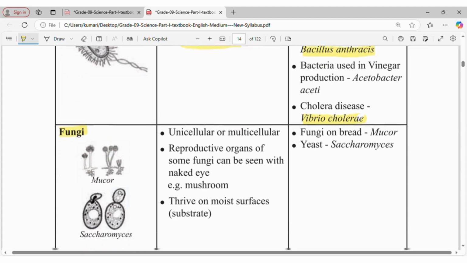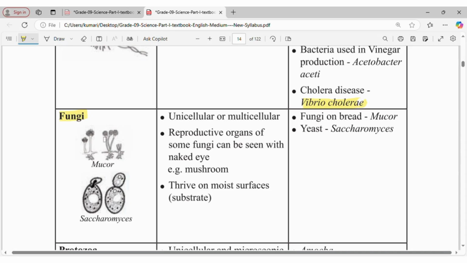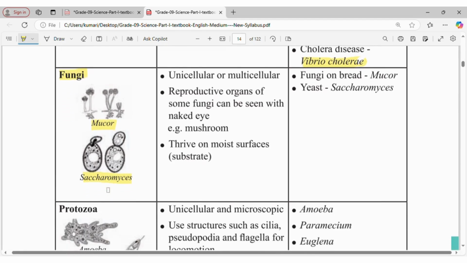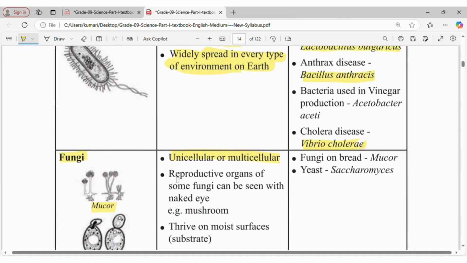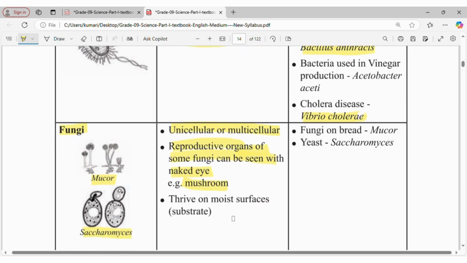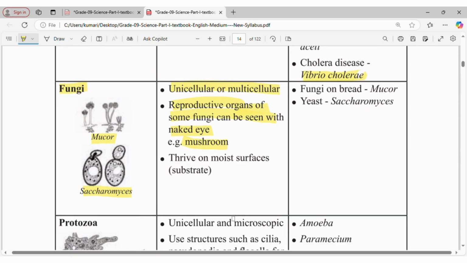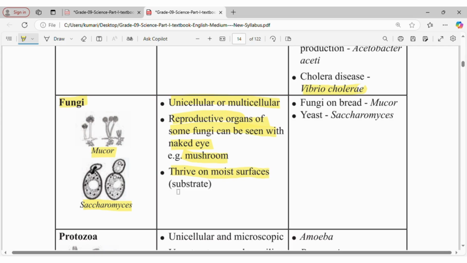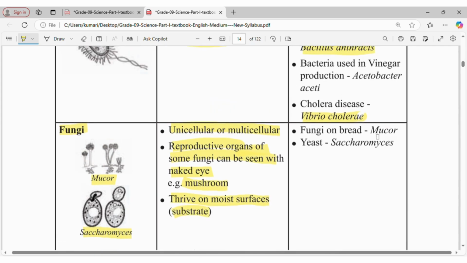Second type, fungi. So I think we are familiar with these two types of microorganisms. Mucor was learnt in grade 8, the fungus grown on spoiled bread, and yeast, Saccharomyces is the scientific name of yeast, were observed in spoiled coconut water. Unicellular or multicellular. Reproductive organs of some fungi can be seen with the naked eye. So this is a point that you must not forget. They thrive on moist surfaces. There is a synonym for moist surface, substrates. And two examples, Histoplasma and Mucor.